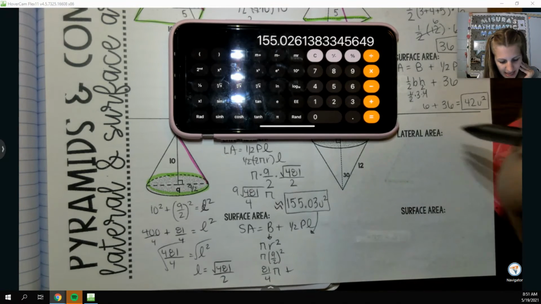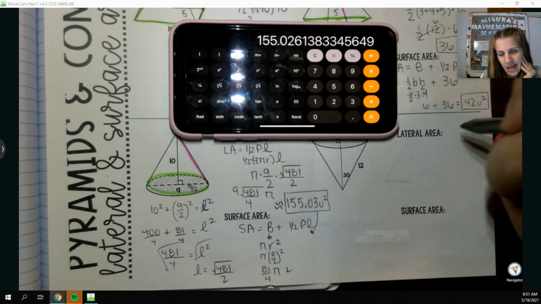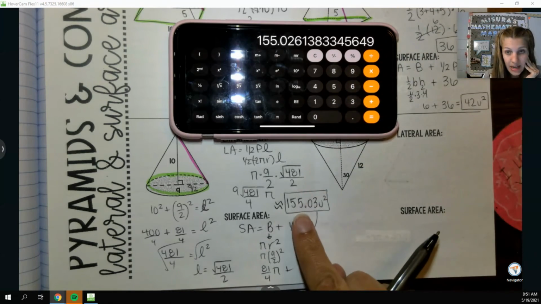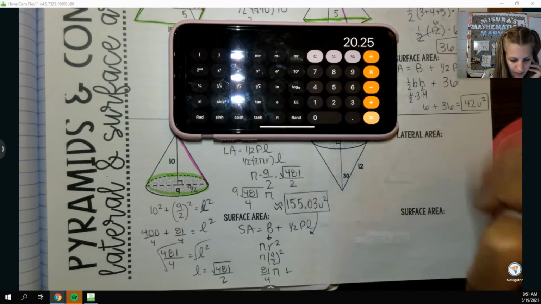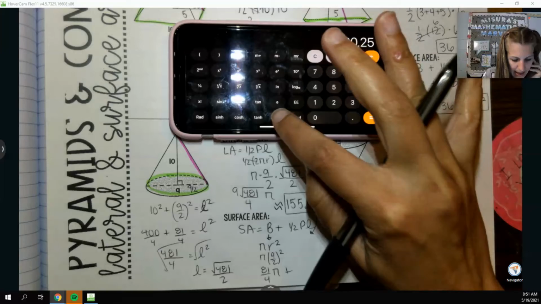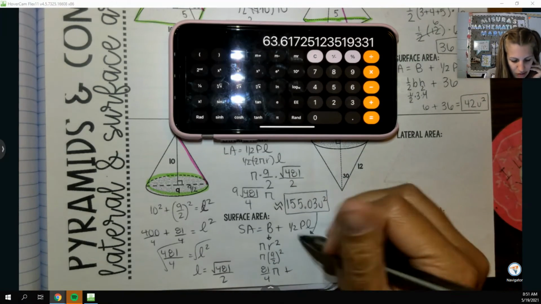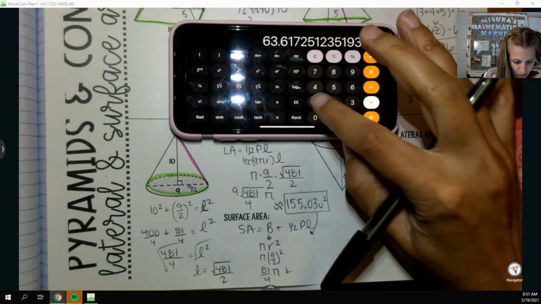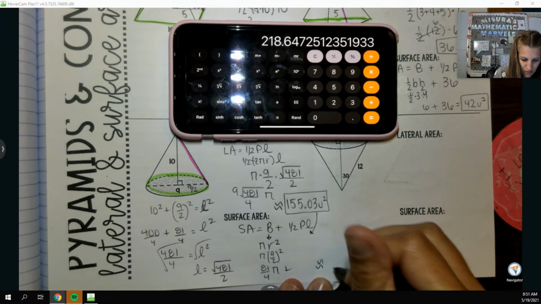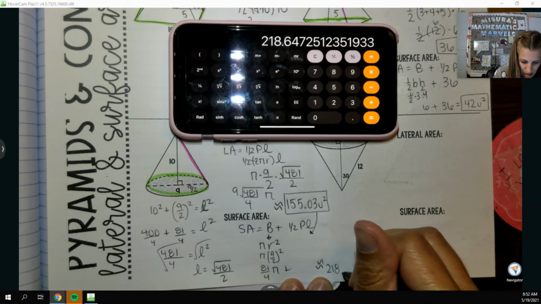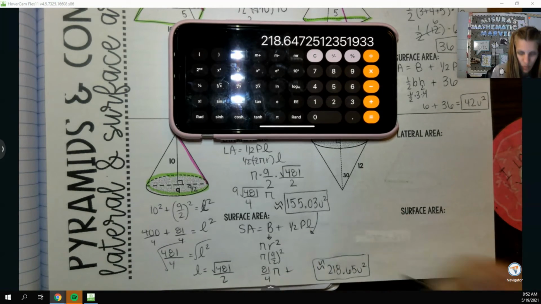Now, that is maybe going to be tricky to keep on my calculator. So I won't. We already have this rounded here. And so I'll do 81 over 4 and then multiply by pi. And then I'll add my rounded lateral area, 155.03, to get this approximate surface area here of 218.65 units squared. Womp womp.